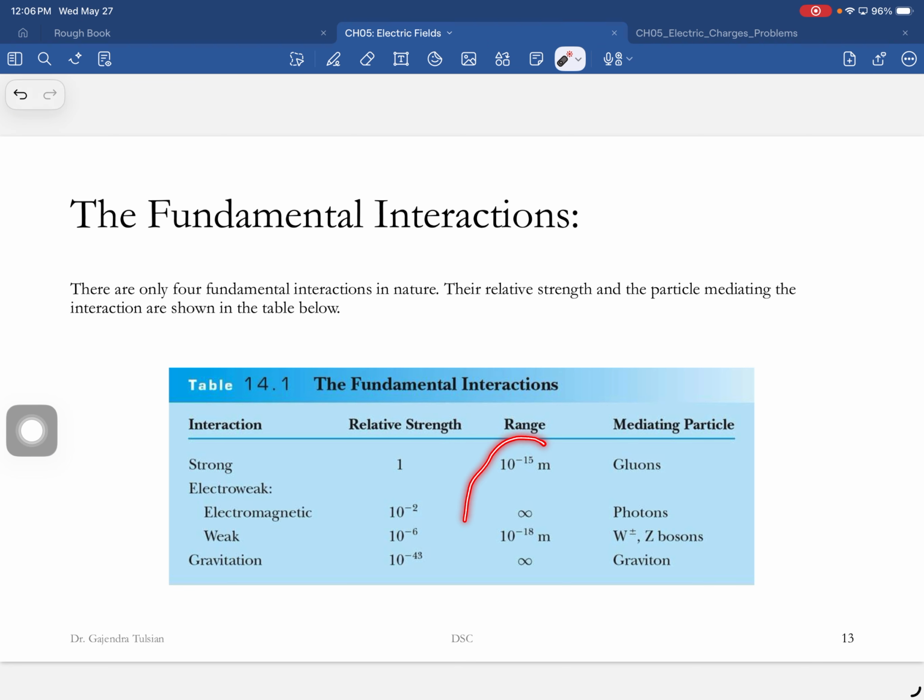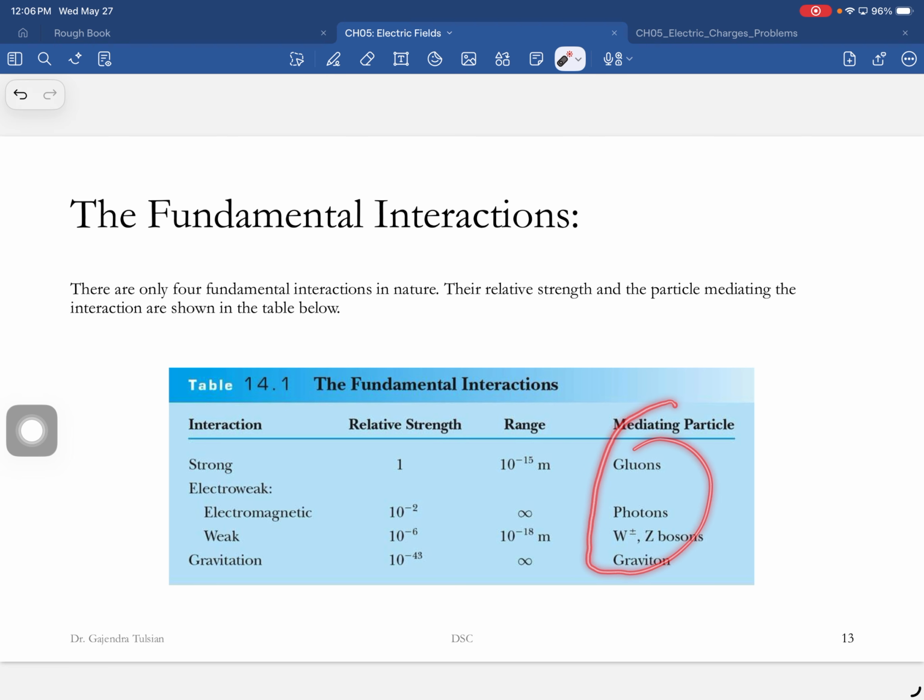All right, so this gives you the range of these forces. The electromagnetic force is 100 times weaker, the weak force is 1,000,000 times weaker, and the gravitational force is very, very weak compared to that. The range is infinite for the electromagnetic and gravitational force. For the strong force, it's 10⁻¹⁵ meters. For the weak force, the range is even smaller. And a lot of radioactive decay is the weak force is responsible for that.